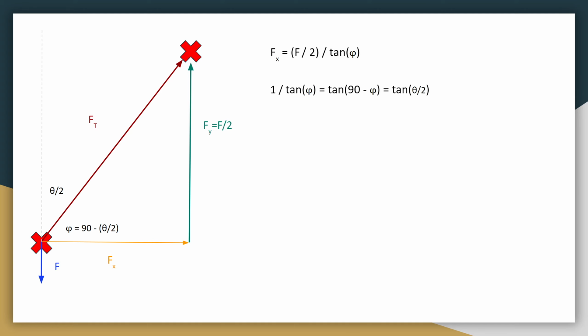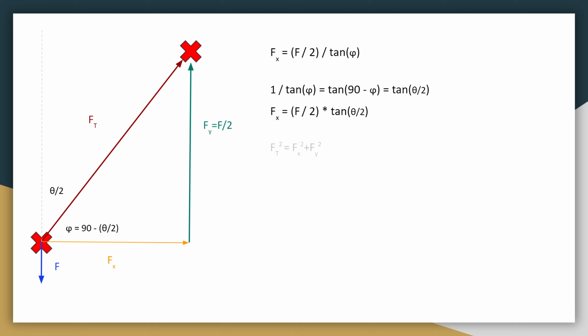So I'm going to note that there's this interesting trig relation. 1 over tan of phi is equal to tan of 90 minus phi. But 90 minus phi is theta over 2. So 1 over tan of phi is equal to tan of theta over 2. And so I can note that dividing by tan of phi is the same thing as multiplying by tan of theta over 2. And so now f sub x is equal to f over 2 times tangent of theta over 2.